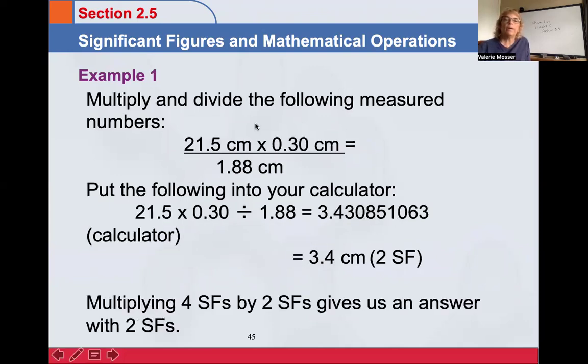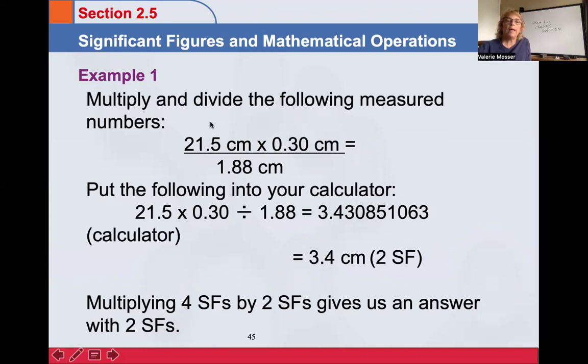What if you have a multiplication and a division in the same question? Well, first, just put all the numbers into your calculator. 21.5 times 0.3, press the equal sign, and then divide by 1.88. Now you get a number with a lot of significant digits.